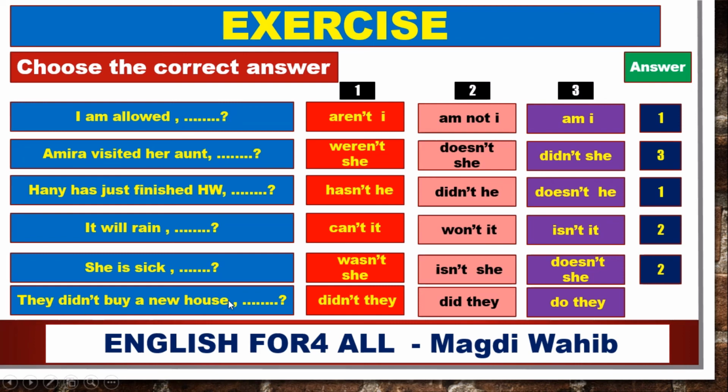They didn't buy a new house. Negative past simple, so we need to use positive past simple. They didn't buy a new car. Did they? Our correct answer is number 2. Excellent, you deserve it.